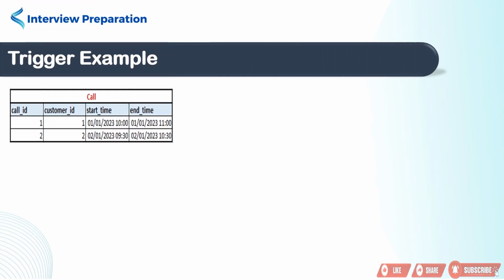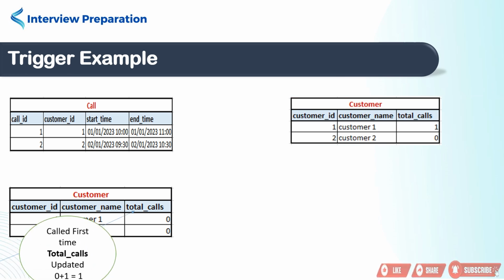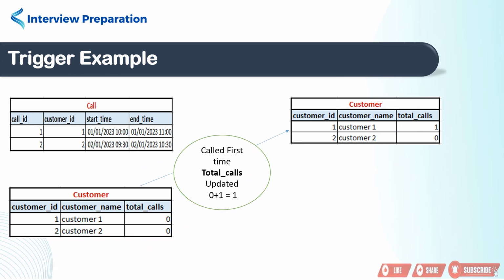In this scenario, we have a database with two tables, customer and call. We want to implement functionality to automatically update certain attributes in the related tables when specific events occur. It means when any customer makes a call, the call table should be updated, and after that the particular customer table should be updated for that customer.